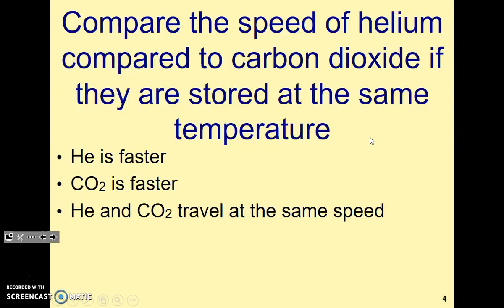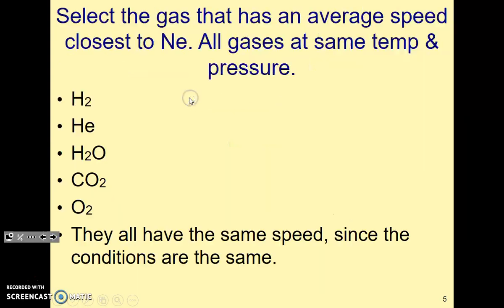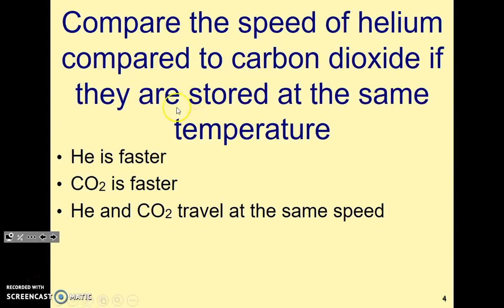Okay, so here's an example of a question. Compare the speed of helium compared to carbon dioxide if they are stored at the same temperature. So if we look at the molar mass of helium, if you look at your periodic table, it is around 4. And I hope you memorize the molar mass of carbon dioxide is 44.0. So since helium is lighter, and they're at the same temperature, the helium gas particles will be moving faster, okay? But you have to remember they have the same average kinetic energy.